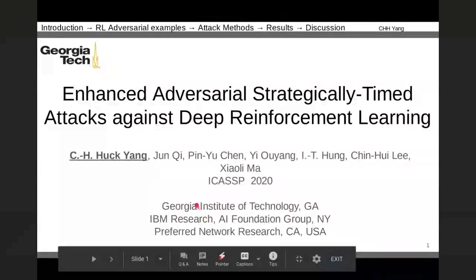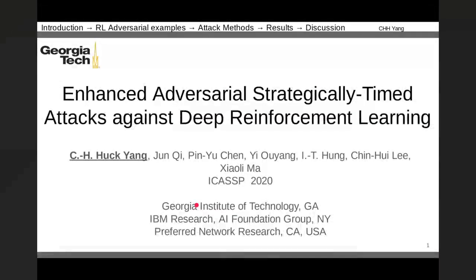Hi everyone, this is Hawk. Today I'm gonna introduce an enhanced adversarial strategical timing attack against deep reinforcement learning.